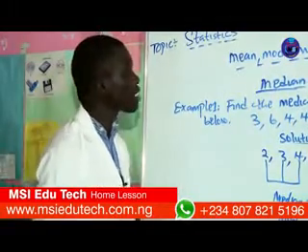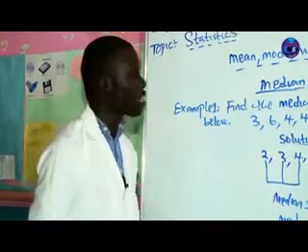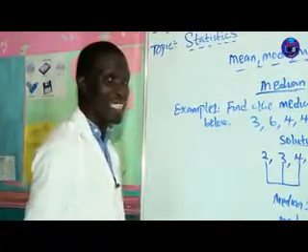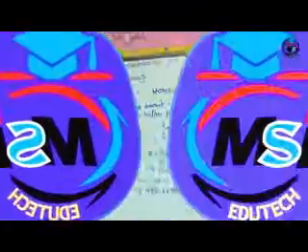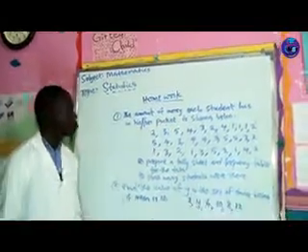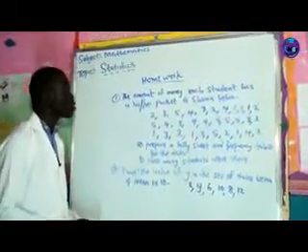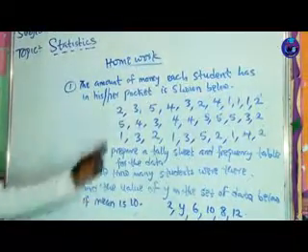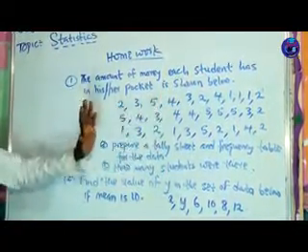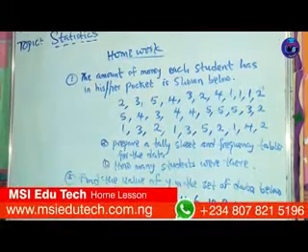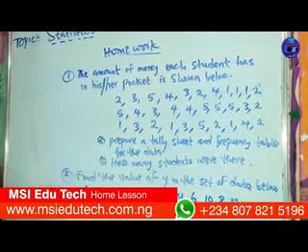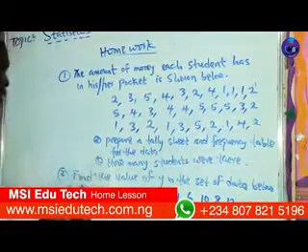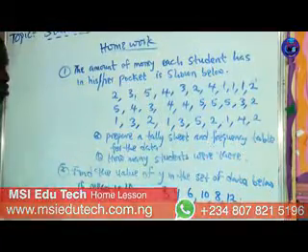Now, before we round up this class, I want to give you homework to do for me, okay, so that one will keep you busy until we meet next class. Okay, class, this is homework for you. Number 1, the amount of money each student has in his or her pocket is shown below. You have the data here, just the way we did it in examples. Letter A, prepare a tally sheet and frequency table for the data. Letter B, how many students were there?